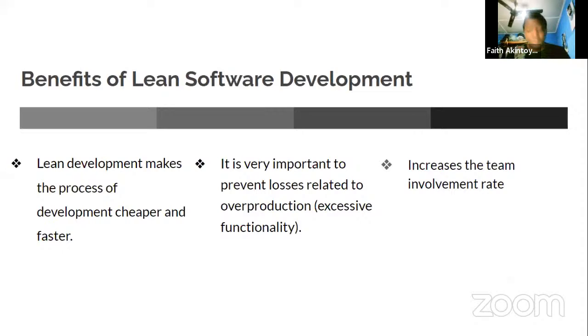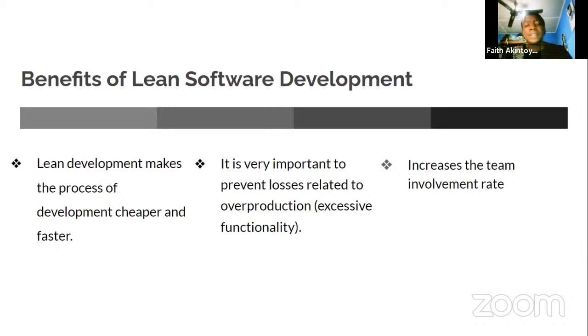All right. So now, what are the benefits of Lean? One of the things that Lean ensures is that the development process is much cheaper and faster, in the sense that you don't have to use unnecessary tools. You don't have to do overproduction, making excessive functionality. You're just doing what is needful. So you're basically eliminating waste.